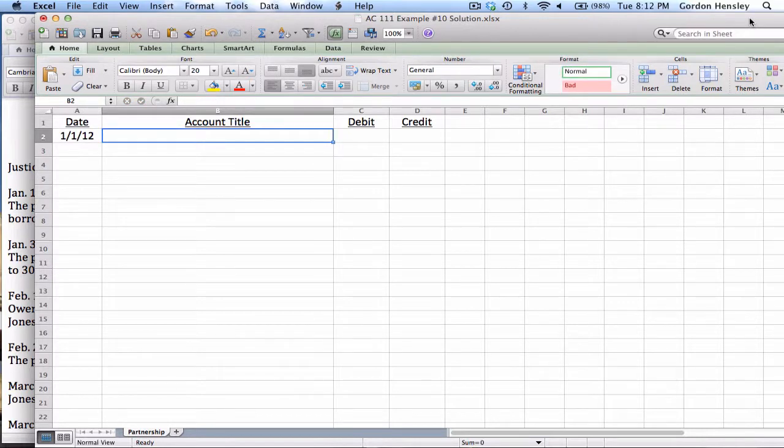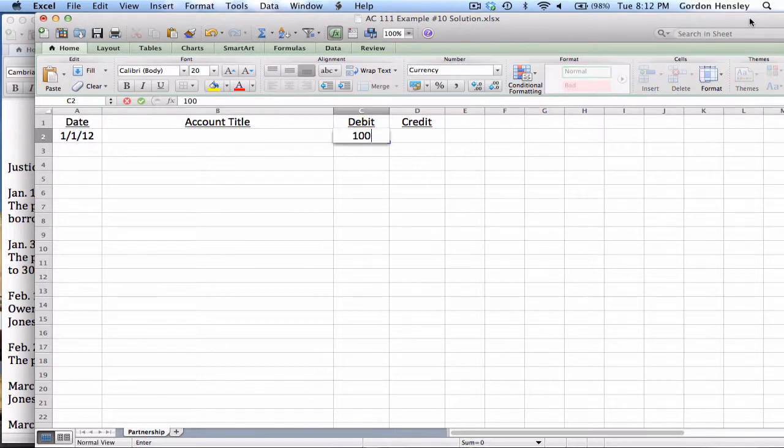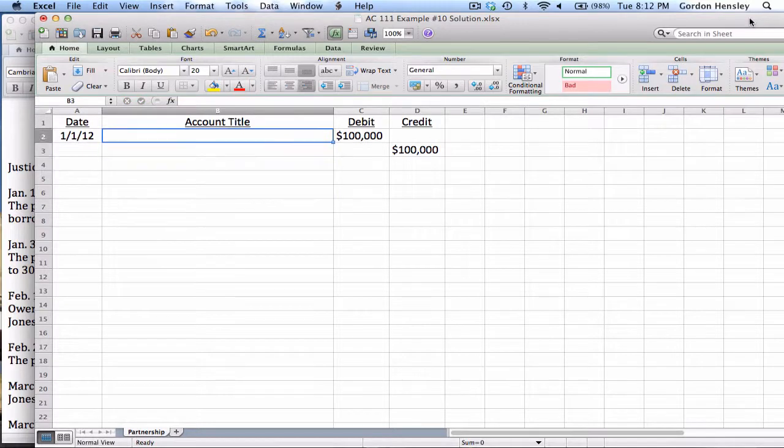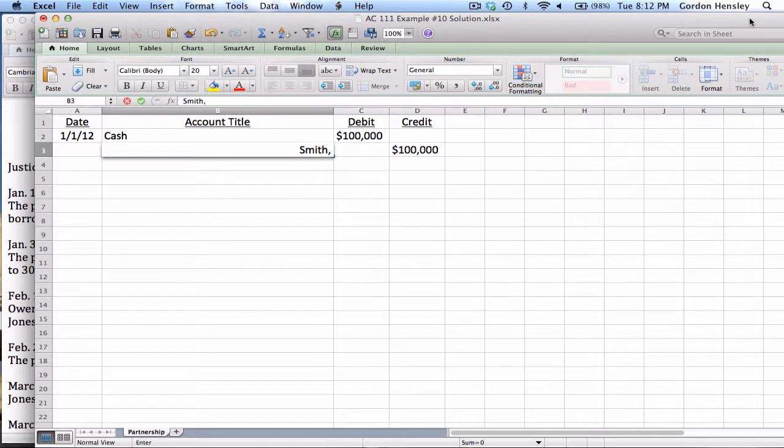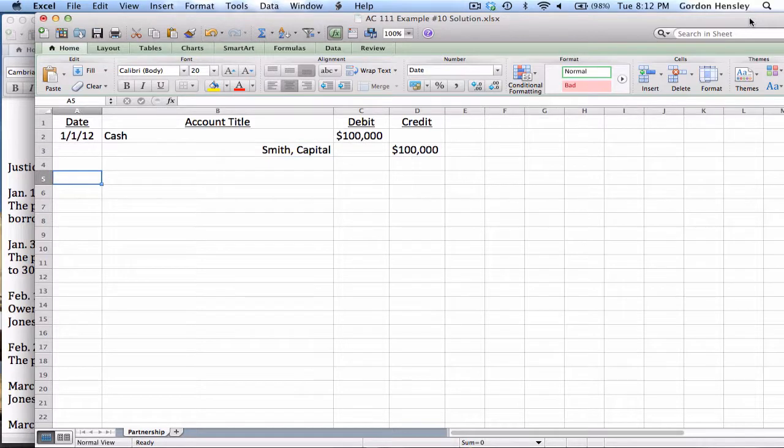Now the first partner, Smith, is simply contributing cash. In fact, they are contributing $100,000 worth of cash. So I will debit cash because now that money belongs to the partnership. I want to raise the value of cash. And at the same time, I want to establish a capital account for Smith. So we'll debit cash and credit Smith Capital.